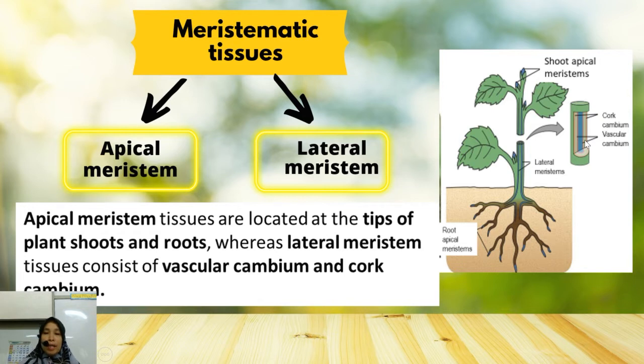This lateral meristem will cause an increase in the diameter of the stem. If it is apical meristem, it is located at the tips of the shoot and roots, so it will allow the plant to become higher and higher. That is referred to the apical meristem. Again, there are two types of meristematic tissue, apical and lateral.